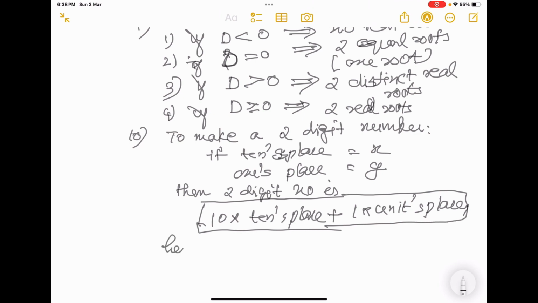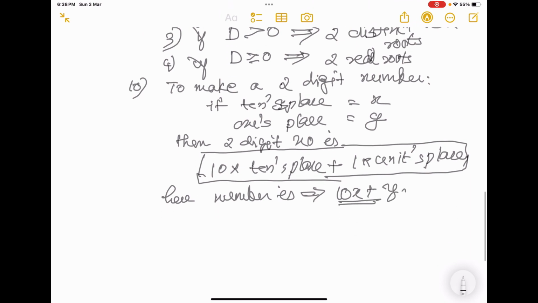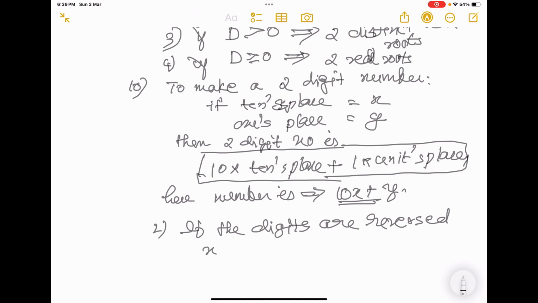That is, here the number is 10x plus y. If the digits are reversed, the number becomes 10y plus x. This is very important.